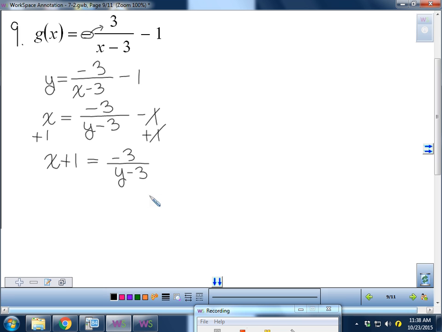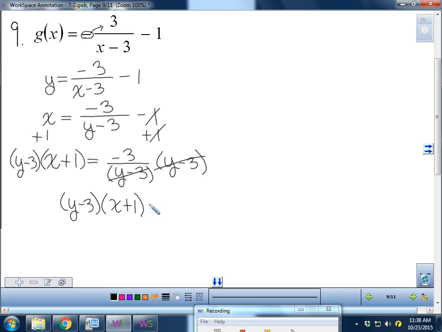Now all that we have left is the fraction that the y is involved in. I'm going to get this off the bottom by grouping it and multiplying it, both sides. Now please remember, it's this times all of this, so you actually need to group both of those. If you don't group both of them, it's going to be incorrect. So these will cancel, and now I have y minus 3 times x plus 1 equals negative 3.